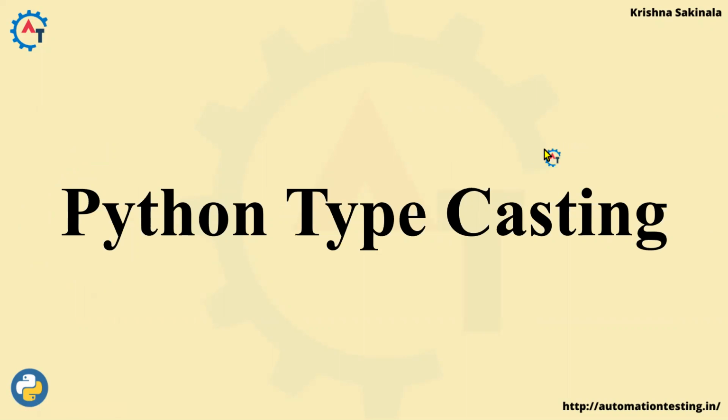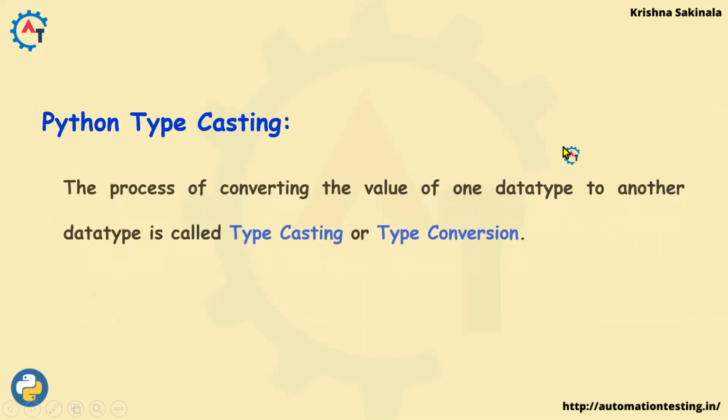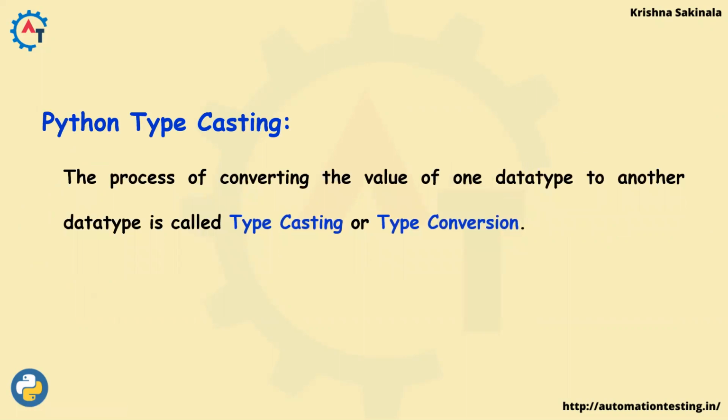So what do you mean by typecasting? Python typecasting means the process of converting the value of one data type to another data type is called typecasting or type conversion. We already saw that there are many data types in Python like string, boolean, int, float, complex. Sometimes there is a need to convert one data type into another, meaning integer to string, string to integer, integer to float, or float to integer. How can you achieve that in Python? That we will see here.